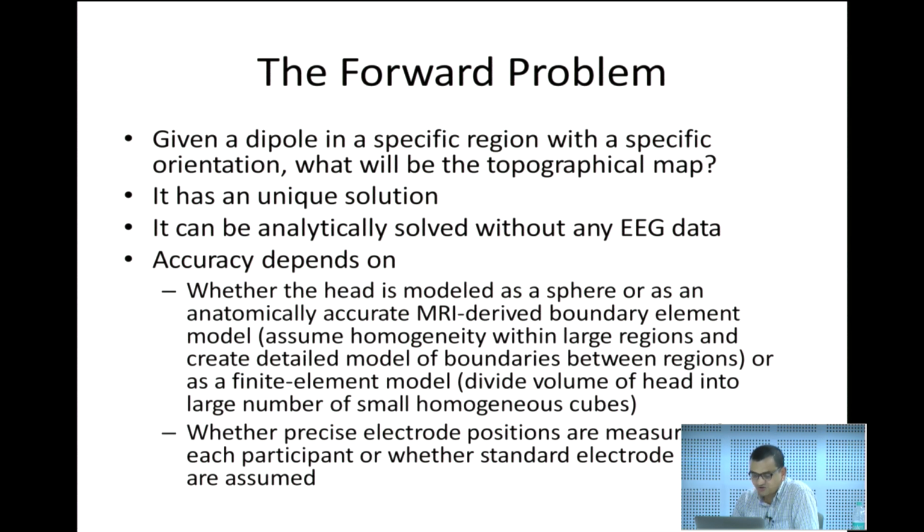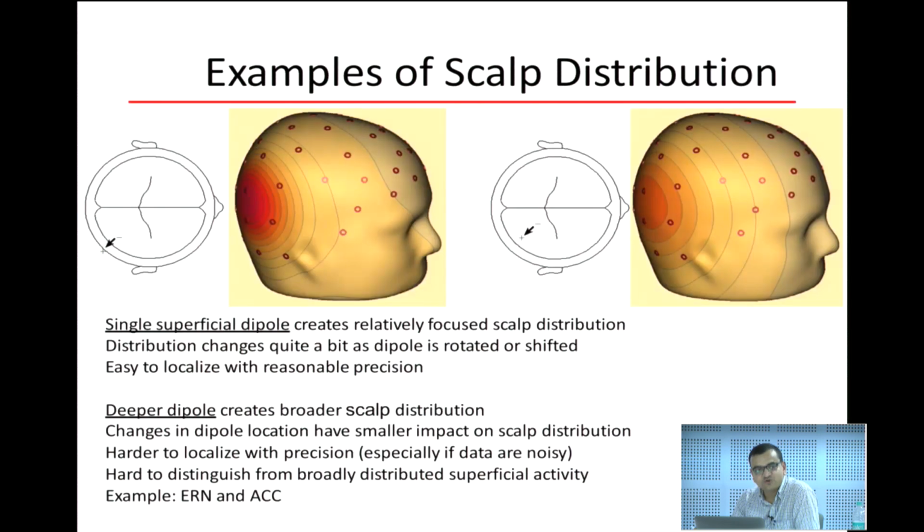This is not fitting the data. This is as if you know where the brain sources are located. You will see that this is just putting a dipole at a much more superficial location, the outer layer of the cortex. But if the dipole is deeper, that creates a much broader scalp distribution, and the deeper the dipole is, the more difficult it is to localize with precision.